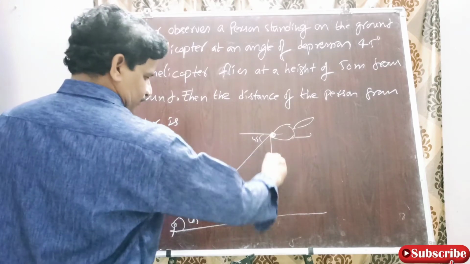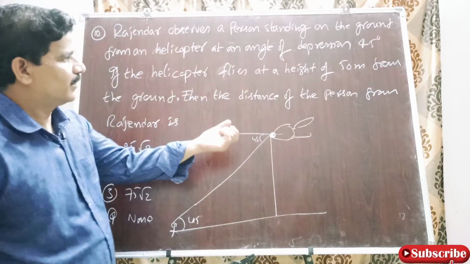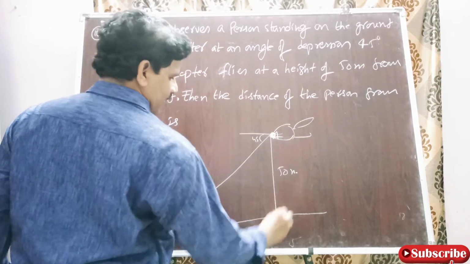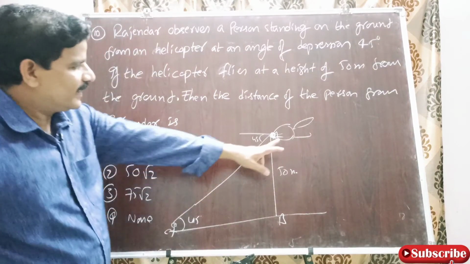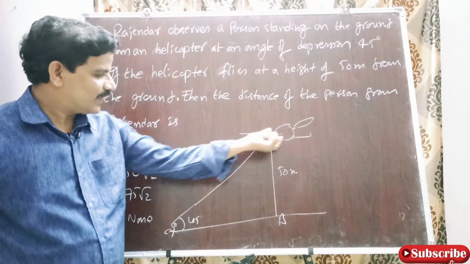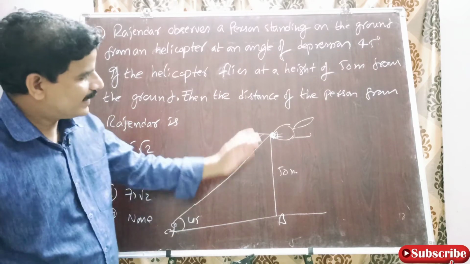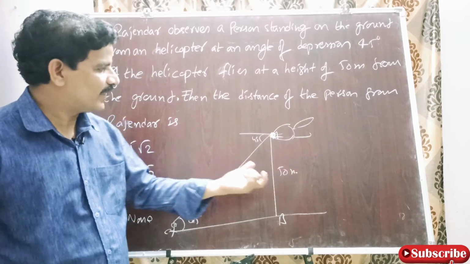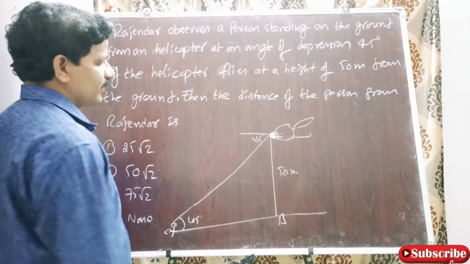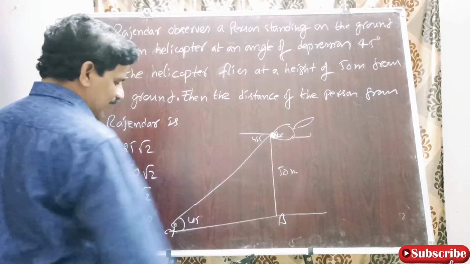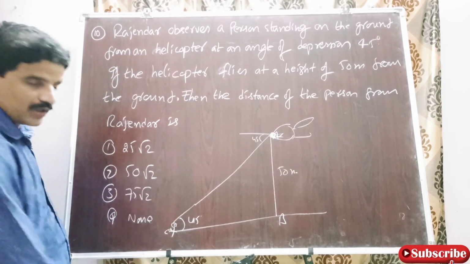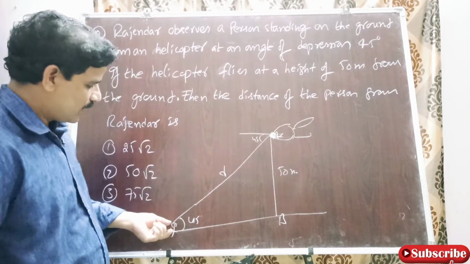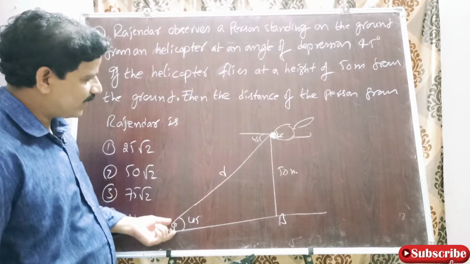So here the helicopter is flying above the ground at 50 meters height. This is 50 meters. This is A, this is B, this is C. So Rajendra is in the helicopter. He is observing that a person is on the ground. The height is what? 50 meters. Now what he wants is the distance between Rajendra who is in the helicopter and the person who is on the ground. So I want the distance between Rajendra, means helicopter, to the person who is standing on the ground or who is observing the helicopter.